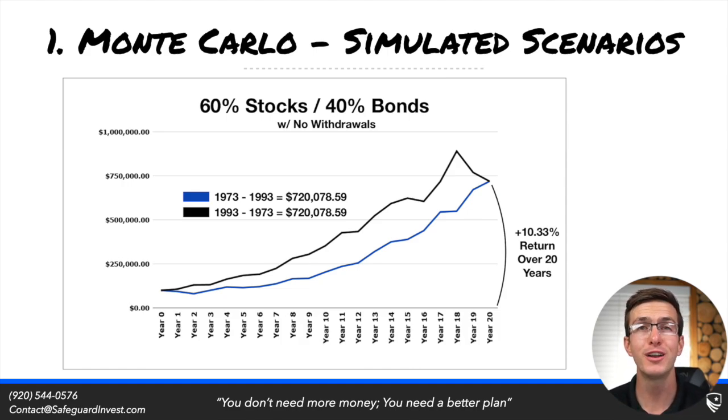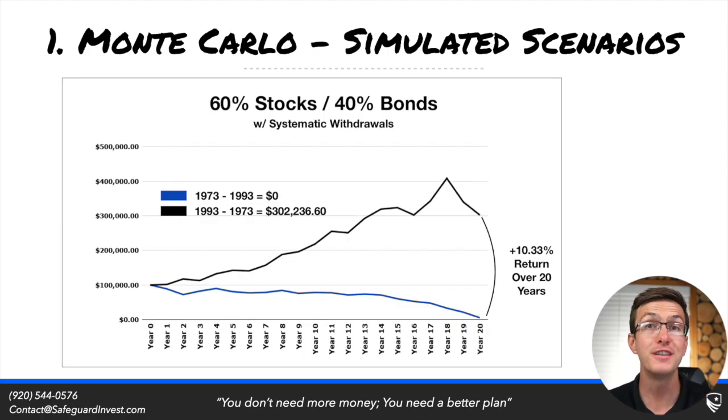Now, what we're going to do is we're going to look at returns from 1973 to 1993, and then we're going to look at returns in reverse. So basically changing the order of returns. And what we see here, if we're not withdrawing anything from our portfolio, and we simply start with $100,000 and simply grow that through time with no contributions or no withdrawals, sequence of return risk doesn't matter. From 1973 to 1993, that $100,000 grows into $720. And if we reverse that and start in 1993 and go backwards, that $100,000 grows into $720 and takes just a slightly different path.